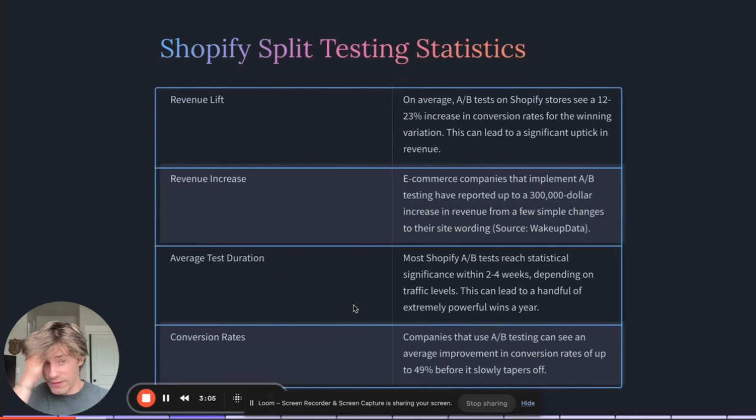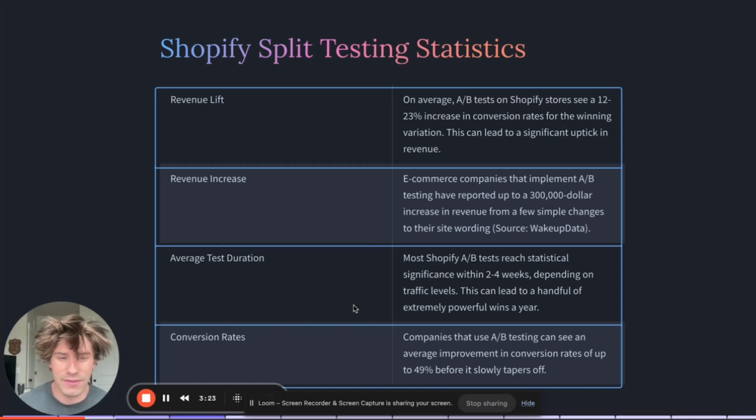Here's a few statistics on Shopify split testing. On average, A/B tests on Shopify stores see about a 12 to 23% increase in conversion rate for the winning variation. Now that is per test, okay? So you can picture this can lead to a significant uptick in revenue.